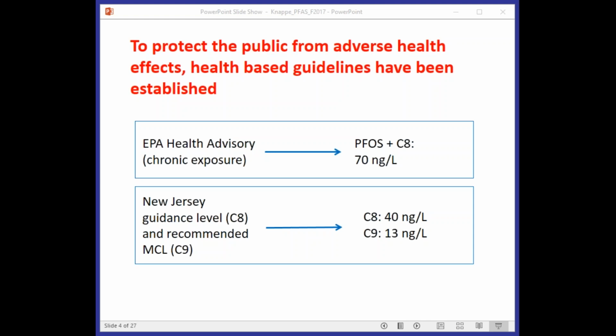Some states have somewhat more stringent standards or guidelines. For example, in New Jersey, the guidance level for C8 is 40 nanograms per liter, and there are sometimes more stringent guidelines than the EPA health advisory level.